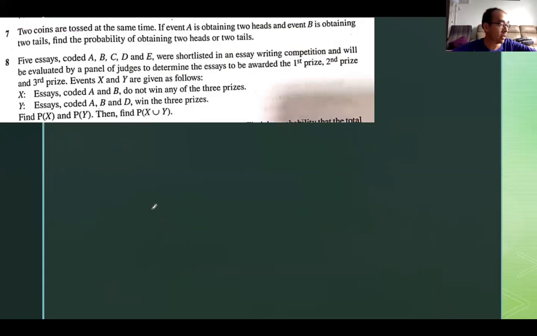Alright, let's go to the next question, which is number 7. Okay, number 7 is 2 coins are tossed at the same time. Okay, if event A is obtaining 2 heads and event B is obtaining 2 tails, find the probability of obtaining 2 heads or 2 tails.